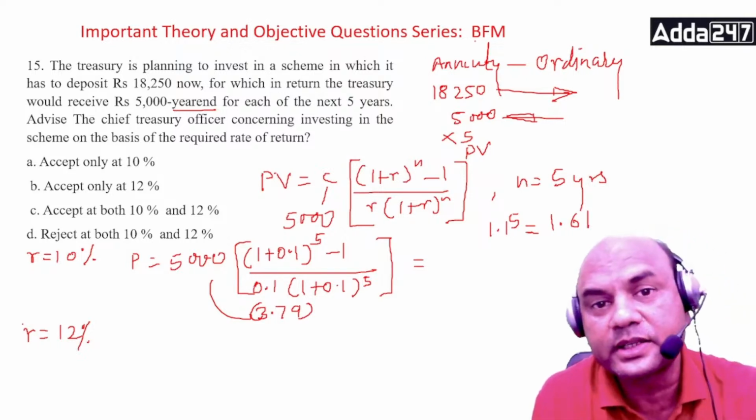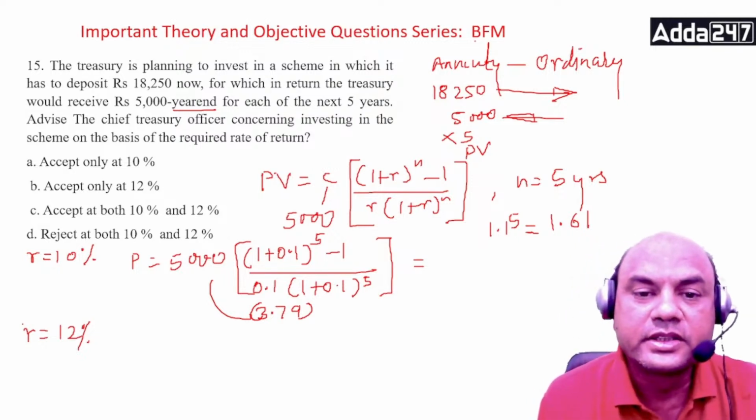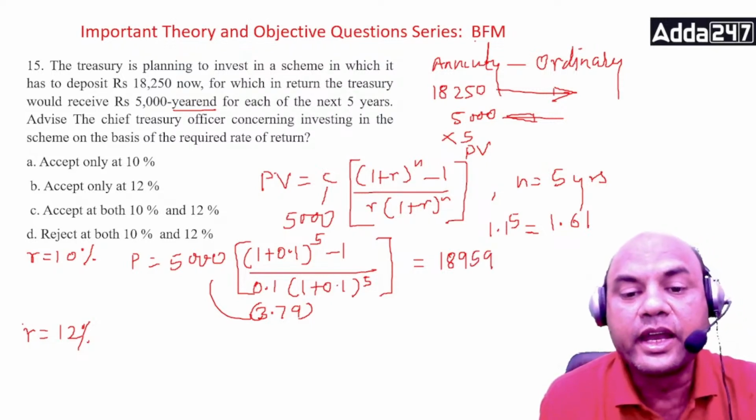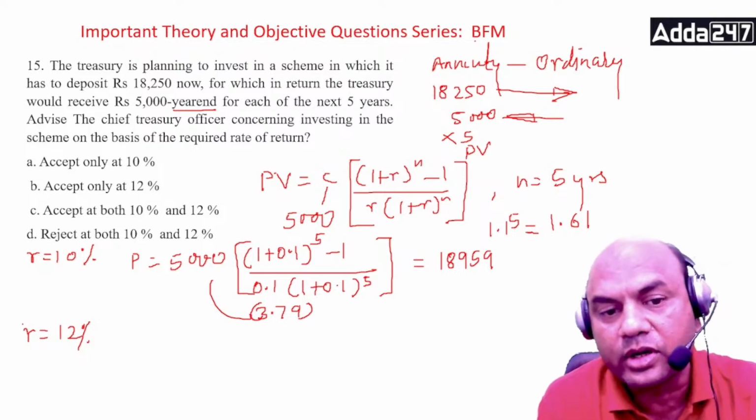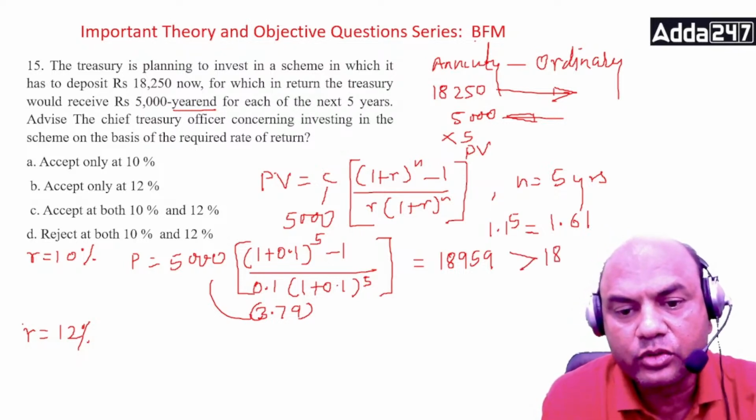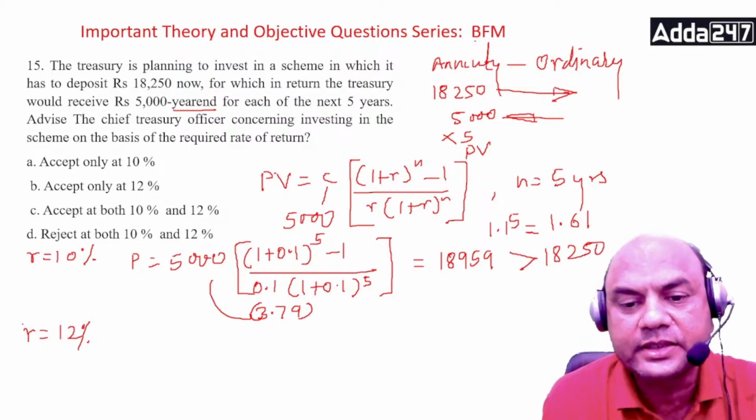What is the answer you guys are getting? See here, you have to try this because these questions come to you in exam. 18959. So this is 18959. Is it greater than whatever I have invested? It is greater than 18250, right? So this I can accept.